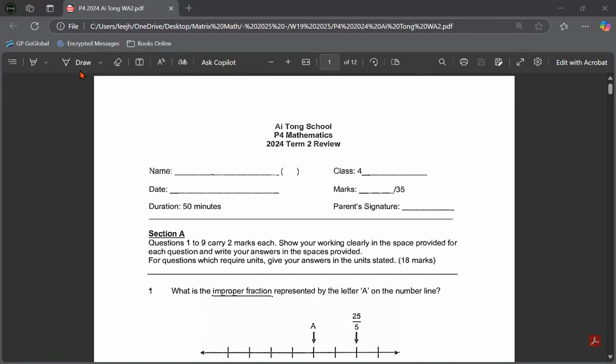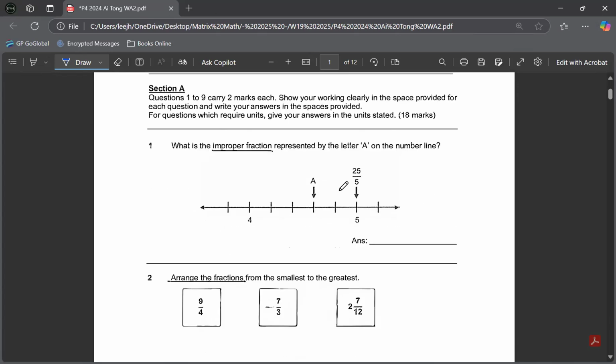P4 exam paper review. This is from the Tong school weighted assessment tool. We call this the weighted assessment tool. This one is for P4 week 19, for our center. So I will just write here P4 week 19 2025 is for matrix math. So we are going to do the revision now. Let's go on to question one.